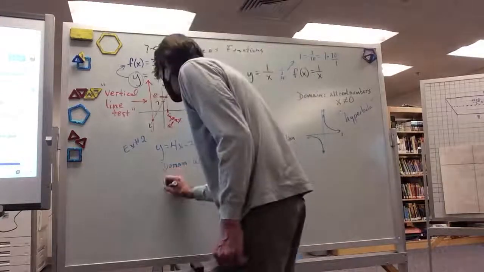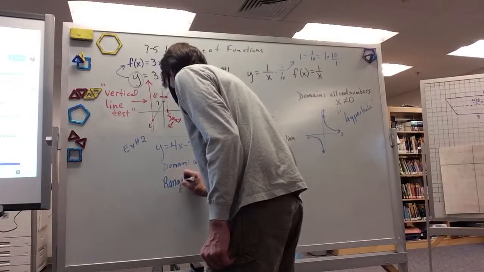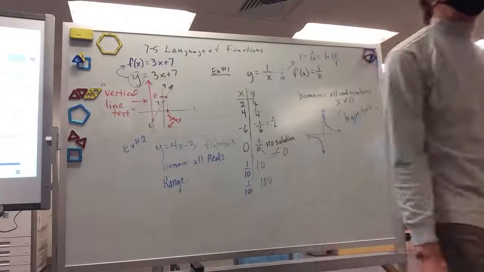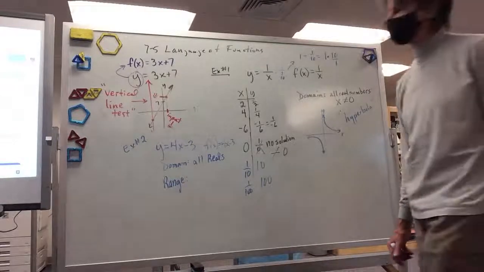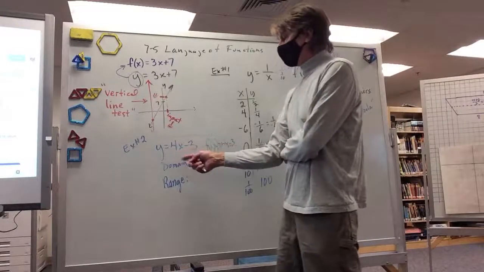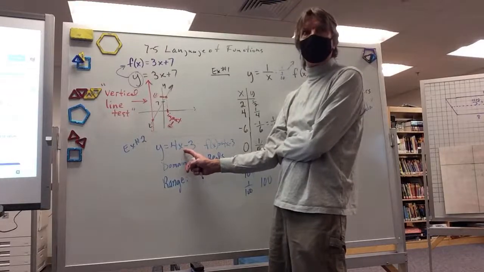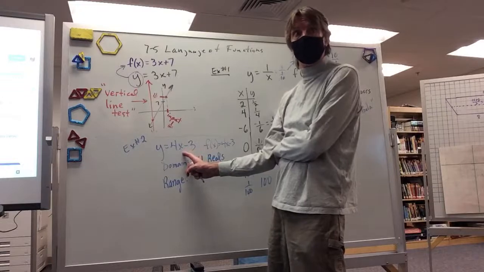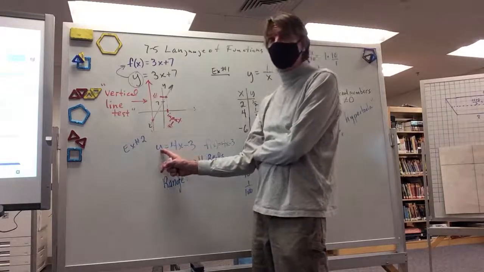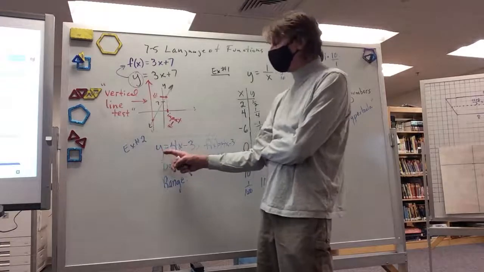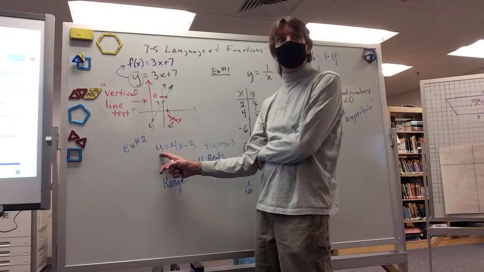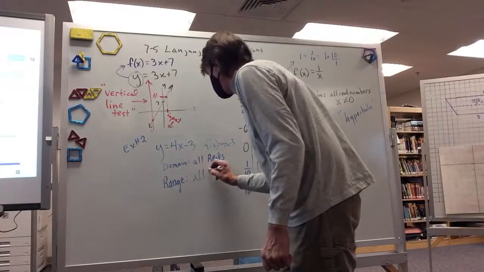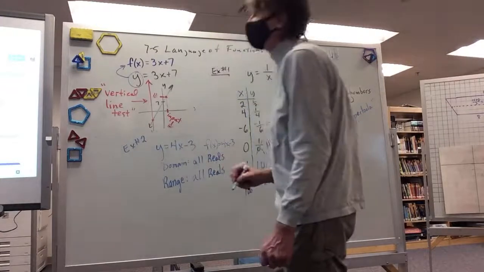Okay, then the range. So what kind of answers can we get? Could you end up with the answer 1 if you put the right number in here? Could you end up with decimal numbers if you put the right thing in? Could your y value be negative numbers? If you did the right number, could you get 0? Probably, yeah. So in this case, the range is all reals, all real numbers.